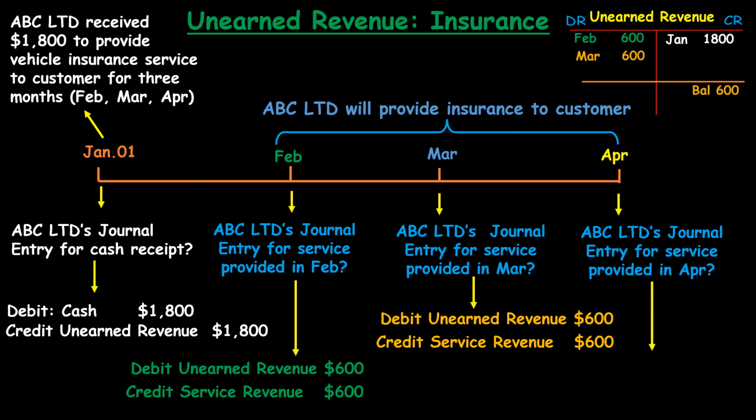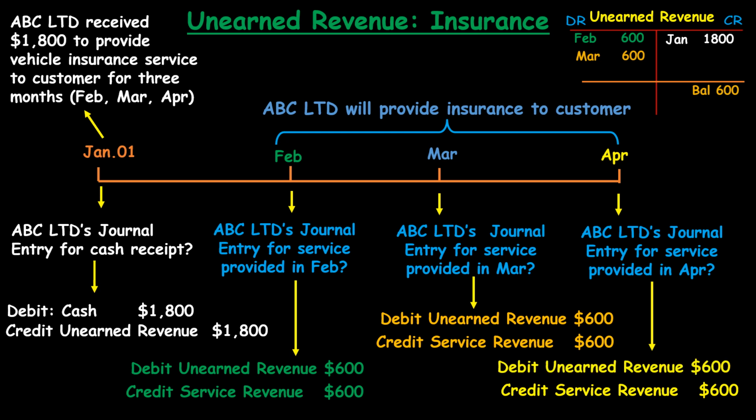At the end of April, the same entries will repeat. We will credit service revenue $600 and debit unearned revenue $600. Now you can see in the T accounts for the month of April, $600 is recorded. So the credit and debit sides equal the same amount, bringing the balance to zero. ABC Limited has now fulfilled the obligation, and it has no more obligation to the customer. Obviously, ABC Limited is in the business of providing insurance to customers, so this cycle will repeat, and the accountant at ABC will do these entries again and again.